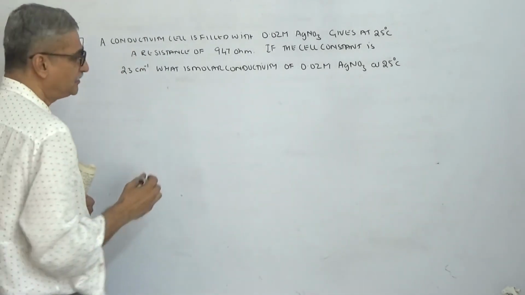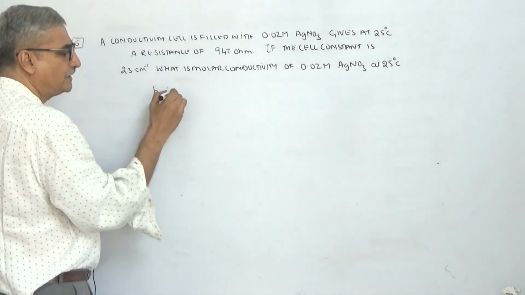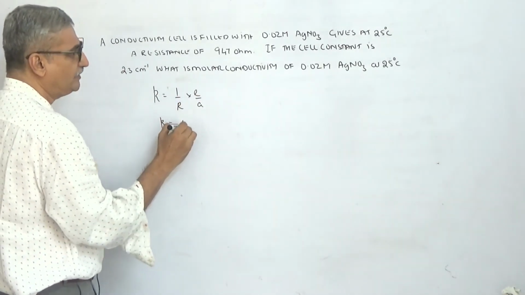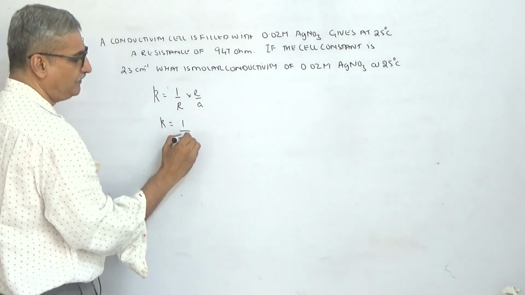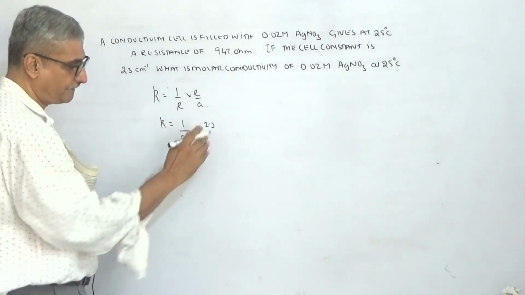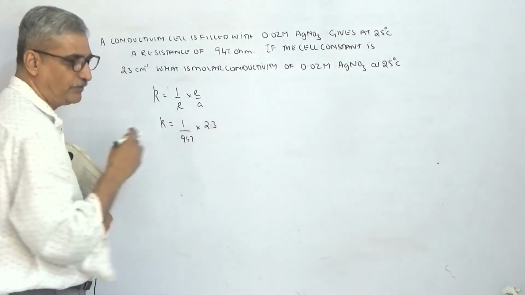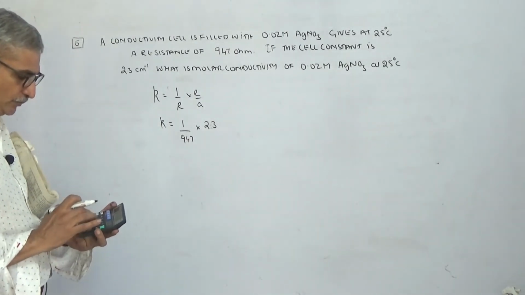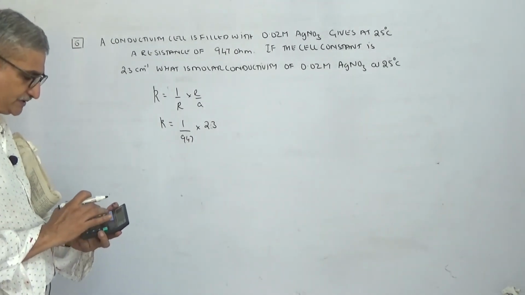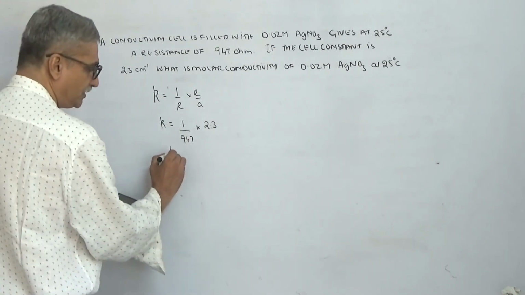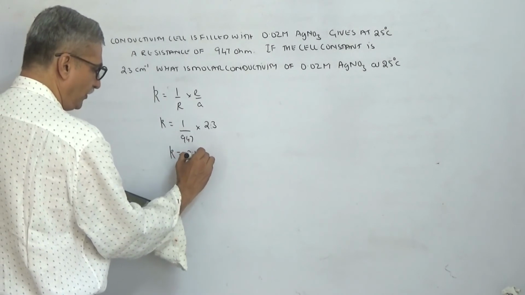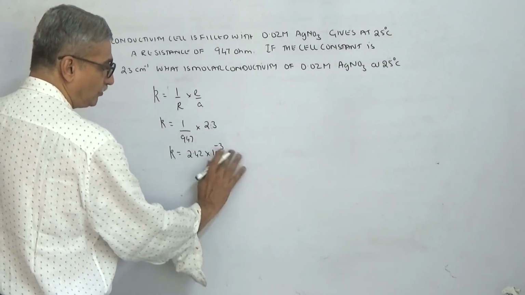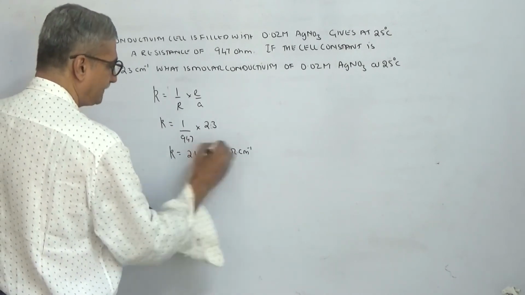First we calculate K. K will be equal to 1 upon R into L by A. So K will be 1 upon 947 into L by A, which is 2.3. So 2.3 divided by 947. So your K will be equal to 2.42 into 10 raised to minus 3 ohm per centimeter. We got this K.